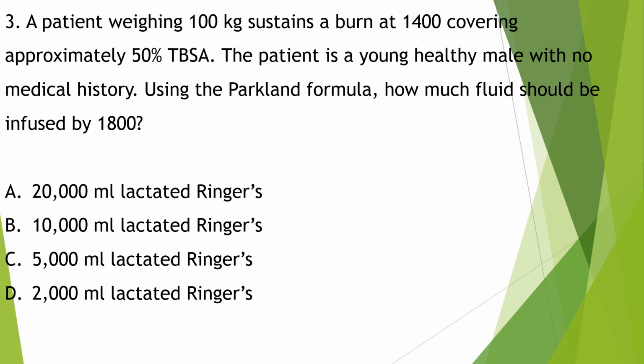So the Parkland formula, you know that it is 4 ml times 100 kg times 50% total body surface area, which is equal to 20,000 ml. Half of this, that is 10,000 ml, needs to be given in the first 8 hours. Therefore, half of that 10,000, that is 5,000 ml, needs to be given within the first 4 hours of resuscitation. So the answer is 5,000 ml lactated Ringer's.